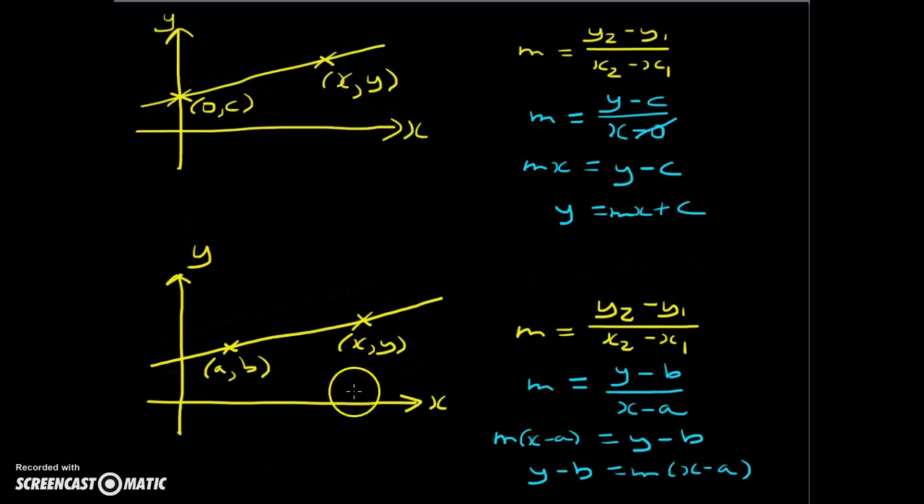So that's how we derive the two formulae: y equals mx plus c, and y minus b equals m brackets x minus a, close brackets.